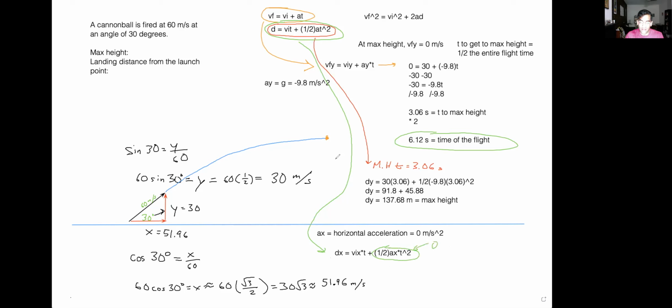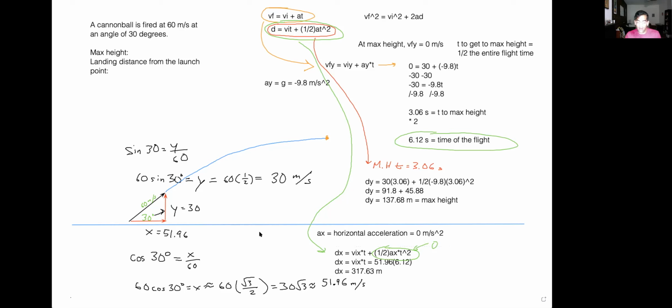And so I know that dx is actually just equal to vix times t. Now, what is my initial horizontal velocity? Well, I calculated it before. It's 51.96. And what is my time? I need to take pains to remember that the time is the time of the entire flight. That is circled in green above, and that is 6.12 seconds. So when I multiply 51.96 times 6.12 seconds, I get 317.63.